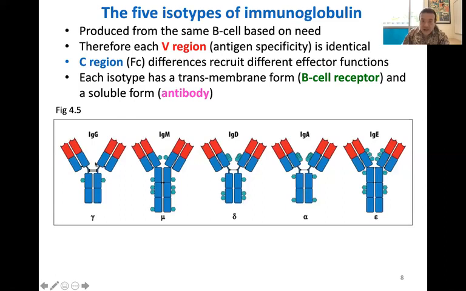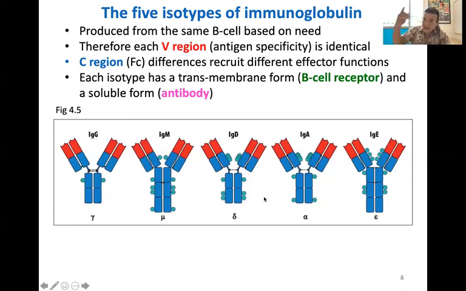So as a B cell switches between making these different isotypes, IgG, M, D, A, and E, the red part is the part that it retains. That's the part of the recipe that it's not going to mess with a lot. It's just going to change, for example, the blue part.